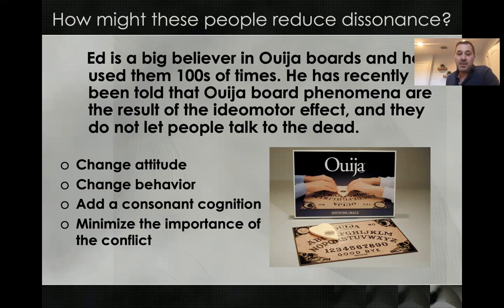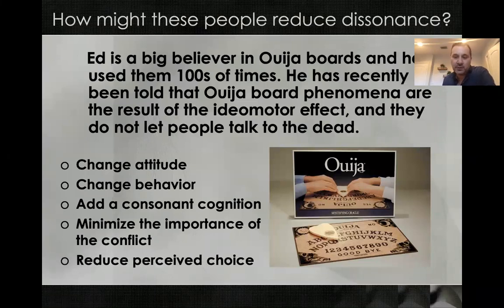Or Ed could minimize the importance of the conflict. He could say something like, well, yeah, I use Ouija boards, but I don't take it really seriously, or I don't do it that often, or something along those lines, where he acknowledges that there's a conflict between his behavior and his attitude, but it doesn't really matter. It's not really important.